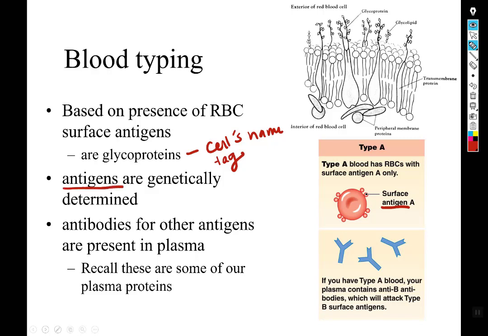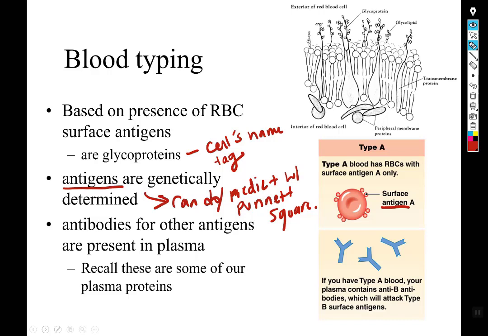And these antigens are genetically determined. So you can actually use Punnett squares to figure out the likelihood of having a baby of a particular blood type. Remember those from Biology 160? Yeah, they're back. So the other thing that's tricky about blood typing is the antibodies in the plasma.